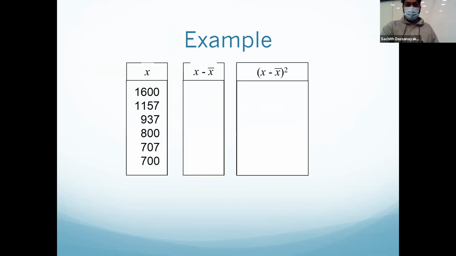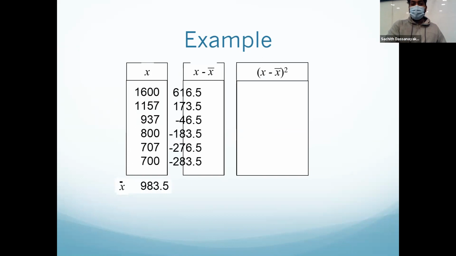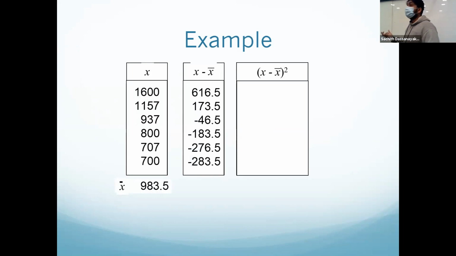Let's check this example. So we have observations from that X column. There are 6 observations. So we are going to find the variance, S squared. To do that, we need X minus X bar. First of all, we need to find the sample mean X bar. So first you can find the X bar, then you can fill the second column, X minus X bar, which means you have to subtract X bar, the sample mean, from each observation.